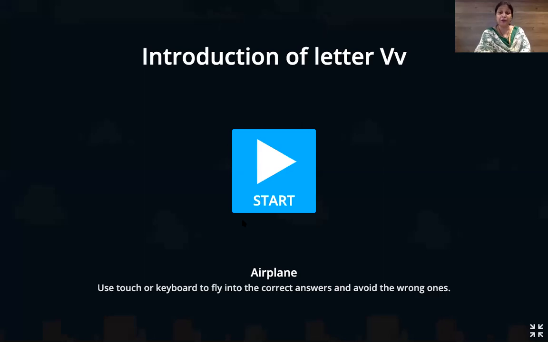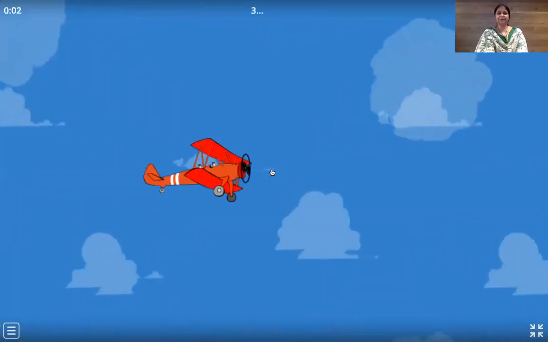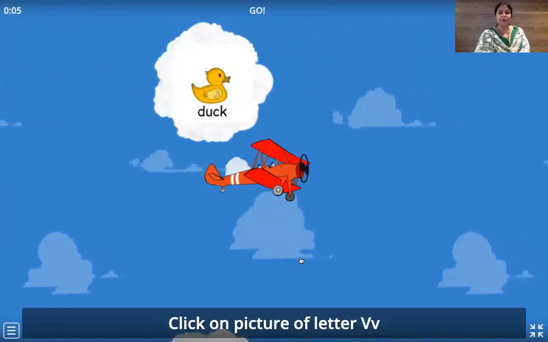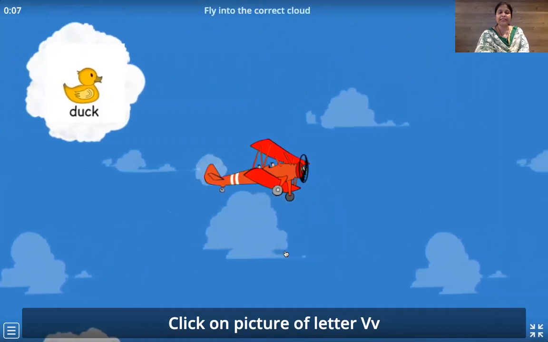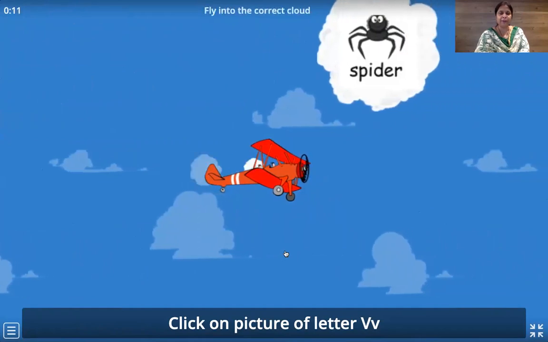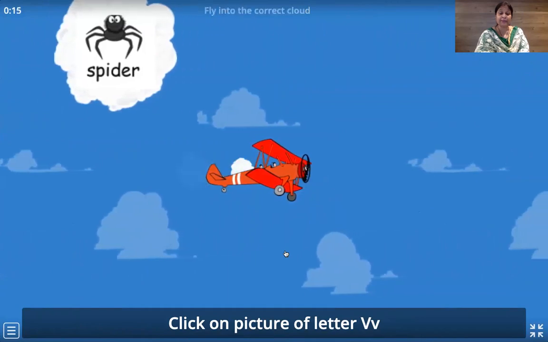So what are you all going to do with teacher? We are going to use or touch the keyboard to fly into the correct answers and avoid the wrong ones. So firstly, let's see what is there inside the game. So we are going to click on the picture of letter V. So wherever you see letter V picture, we are going to click on that. So we have to be very careful while playing the game. See that we don't miss out on any picture of letter V.